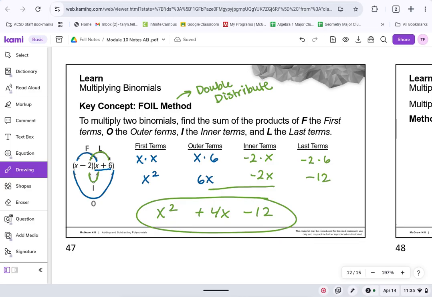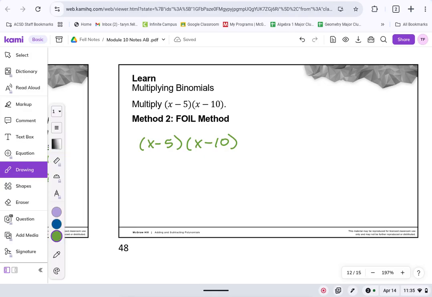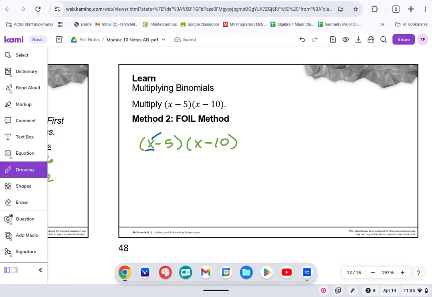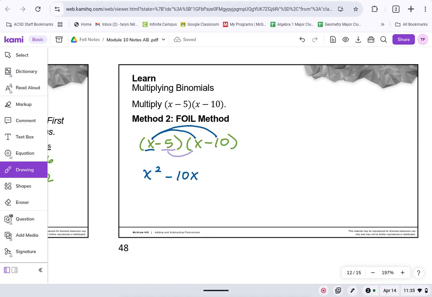Okay. Now when I do it again on the next slide and I multiply x minus 5 times x minus 10, I'm going to use double distribute. So what that means is this x term gets multiplied to both the x and the -10. That gives me x squared minus 10x. Now similarly, I'm going to take the -5 and I'm going to multiply it by the x and the -10 as well. Again, -5x plus 50. When I look at this and combine my like terms, I get x squared minus 15x plus 50.